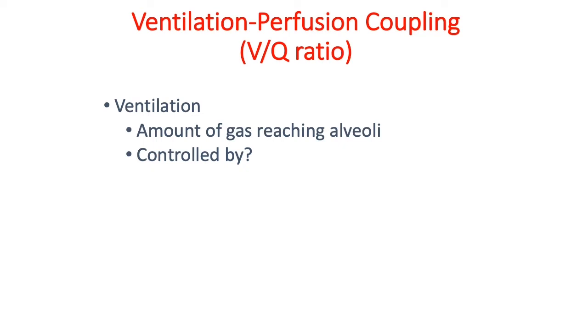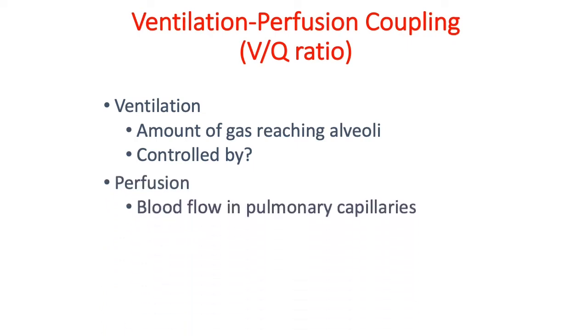Normal ventilation in a young adult is about 4 liters per minute. Perfusion is the amount of blood flow in the pulmonary capillaries. Normal perfusion is equal to cardiac output, which is 5 liters per minute. Perfusion is controlled by vasoconstriction or vasodilation of the arterioles feeding the pulmonary capillaries.